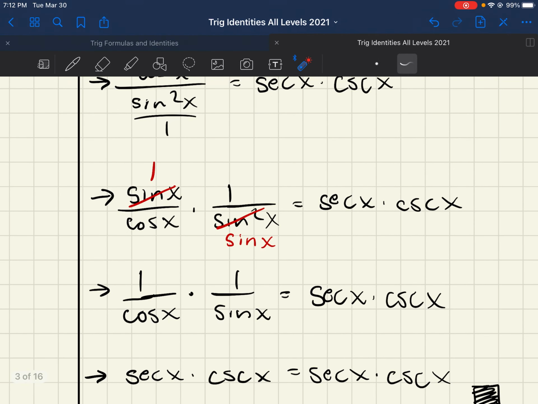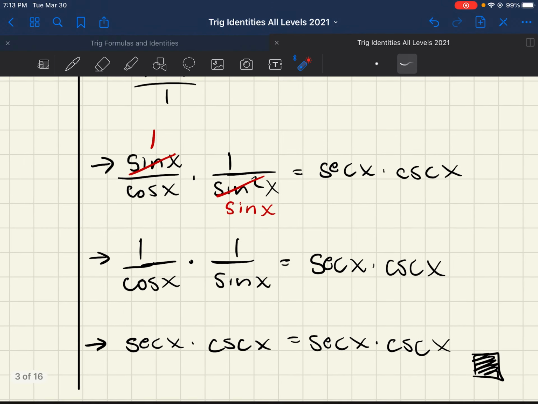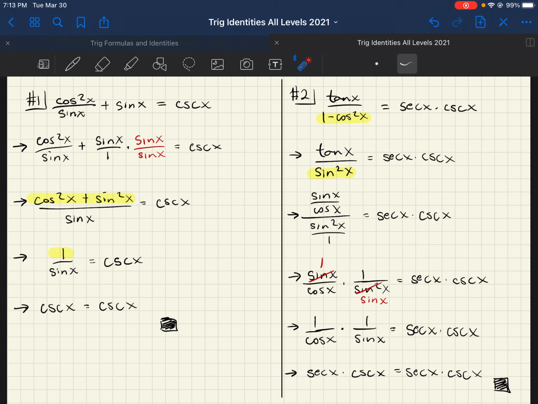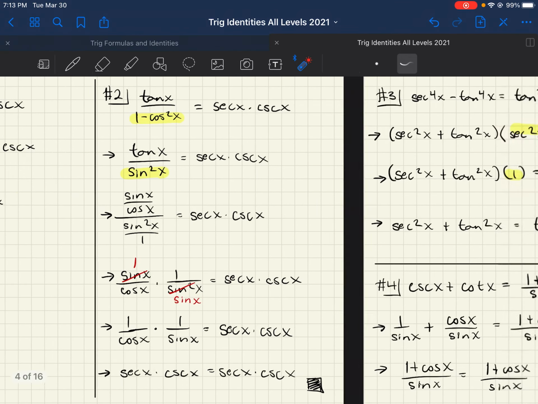Once we've done that, we can see this sine squared and this sine. Remember, sine squared is really like sine times sine. So one of these sines will cancel with this sine. We're left with 1 over cosine times 1 over sine. And we know that 1 over cosine is secant, and 1 over sine is cosecant. And that finishes our proof. Okay, so there's numbers 1 and number 2. Two pretty beginner-friendly proofs, in my opinion.